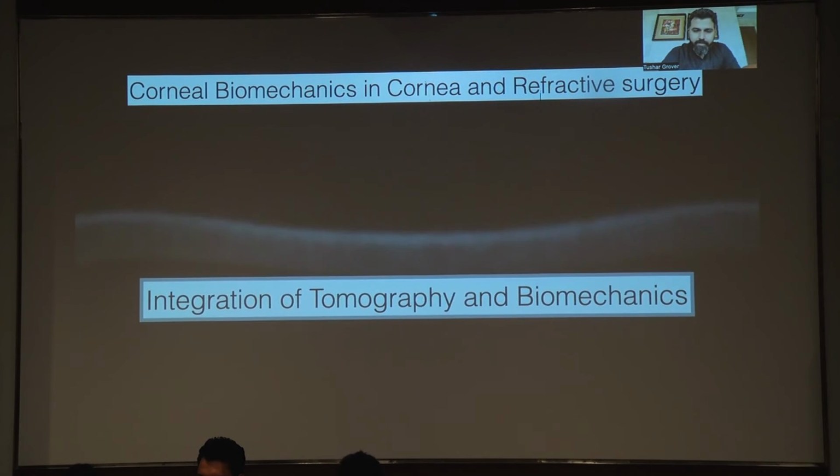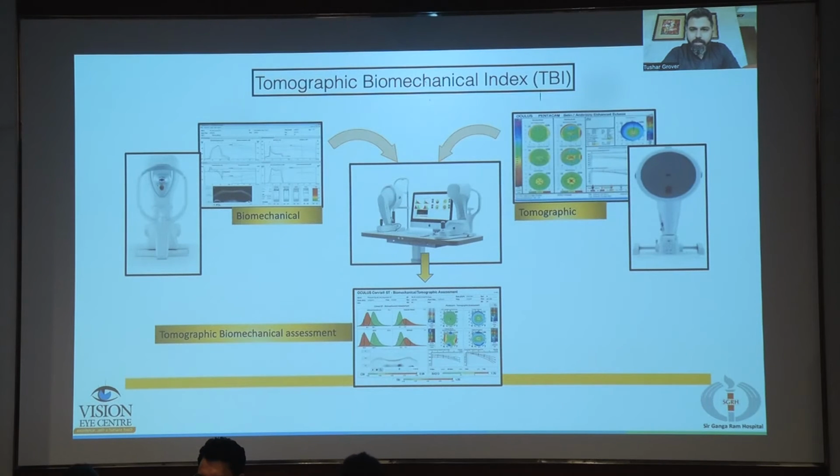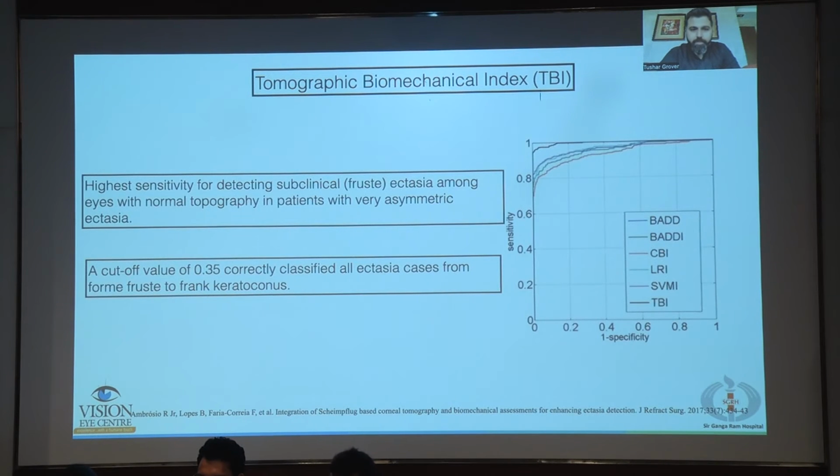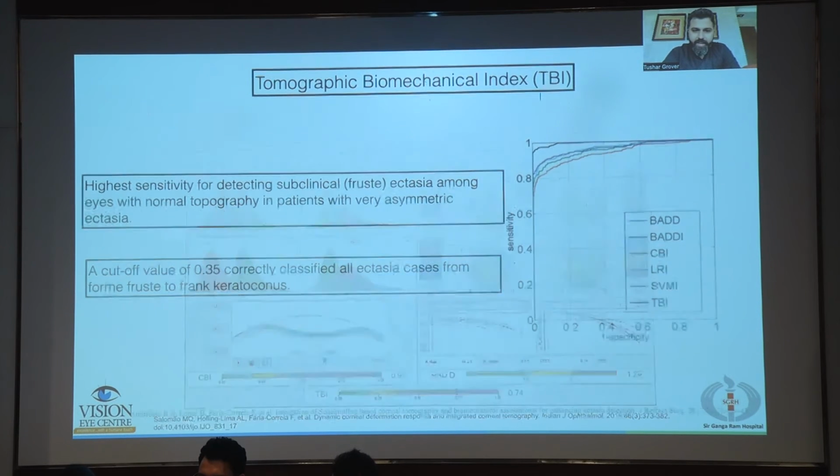Following this, it was felt that there was a need to be able to integrate biomechanics with tomography. And that's where the tomographic biomechanical index came into play and was found to be useful. This has been found to have the highest sensitivity for detecting subclinical or forme fruste ectasia.